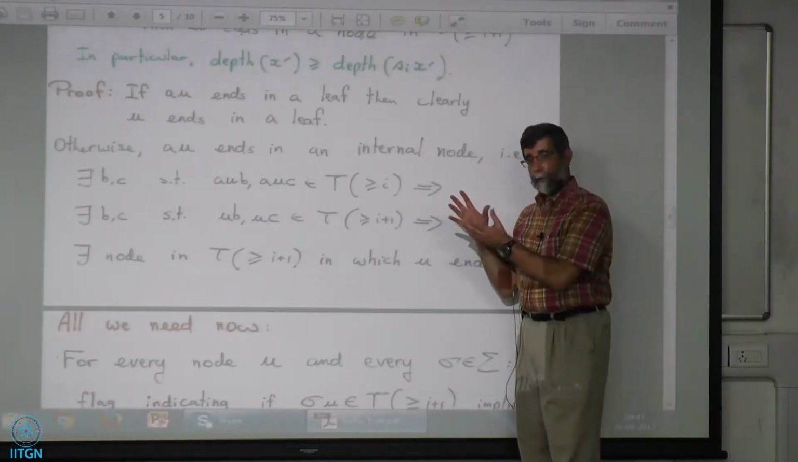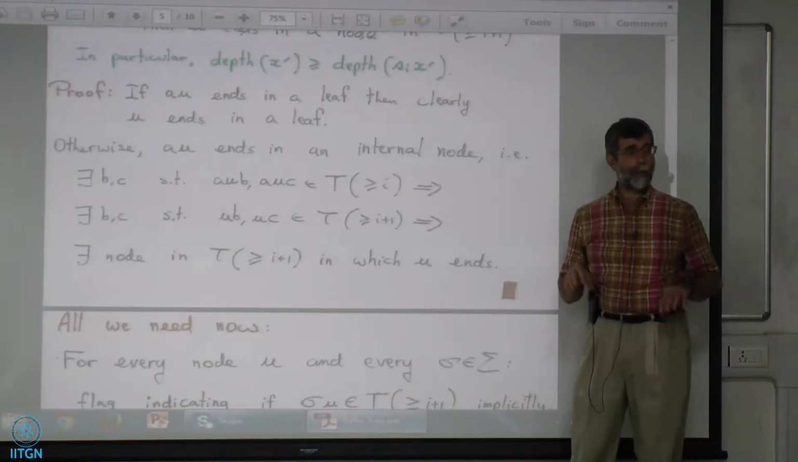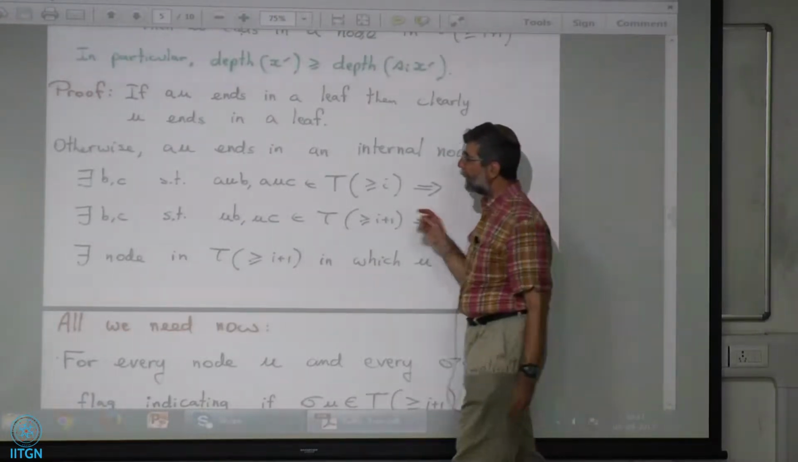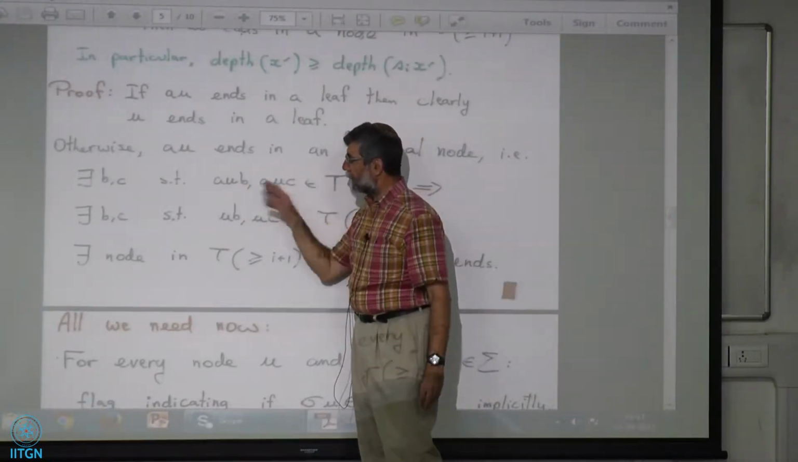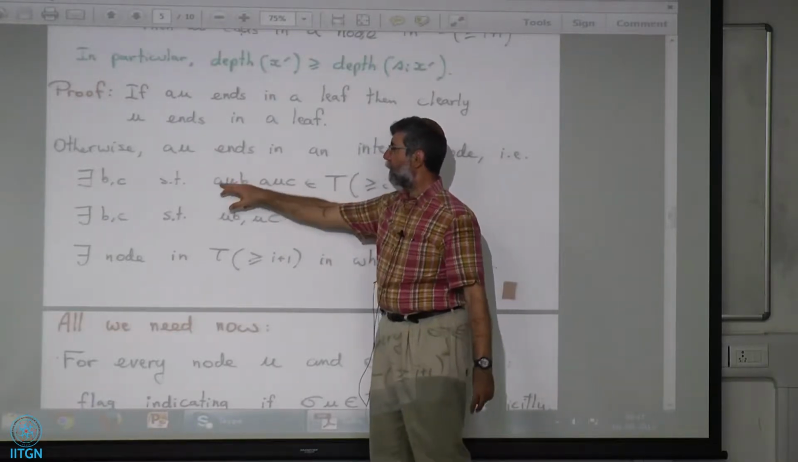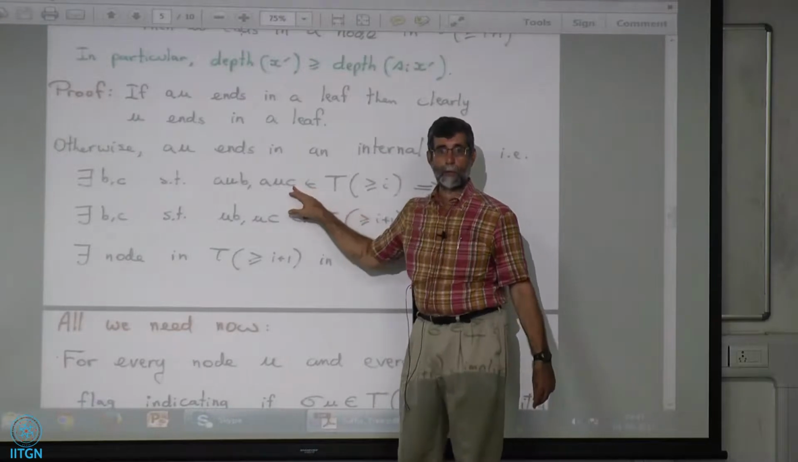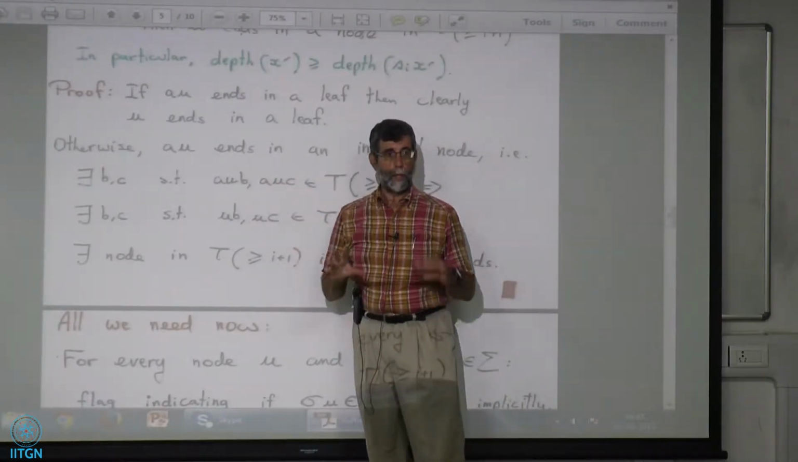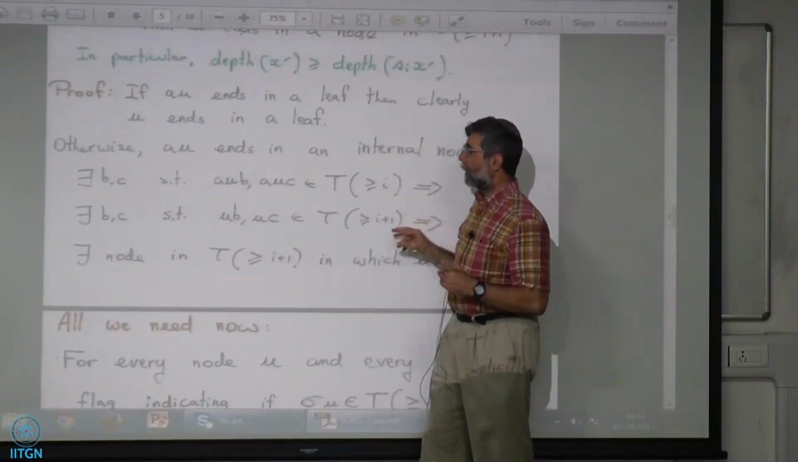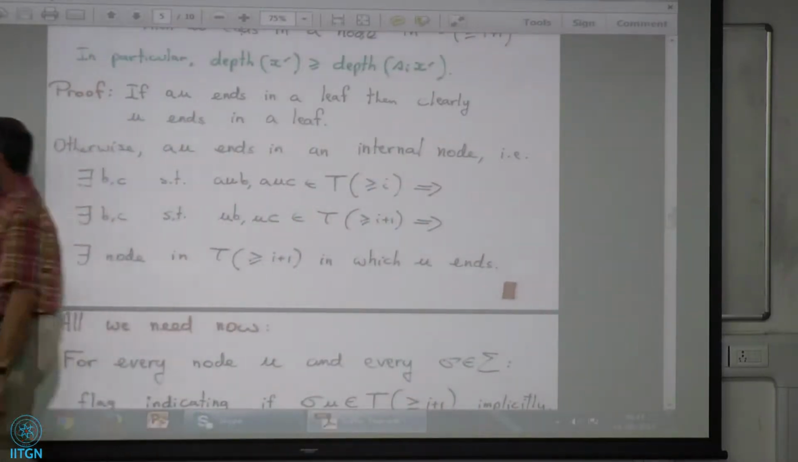So that's when we started out the class and I showed some of those examples. What it means is that there is somewhere on the string where there is an AUB and somewhere else where there is an AUC, where B is not equal to C. That's why AU ends up in a node. So let's draw this.